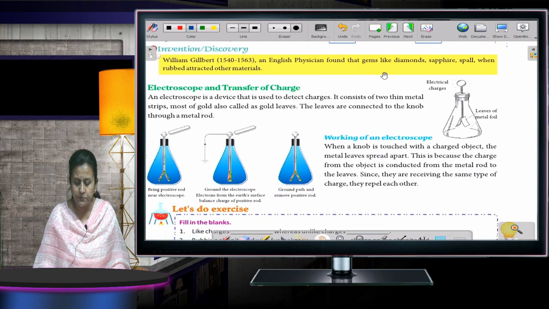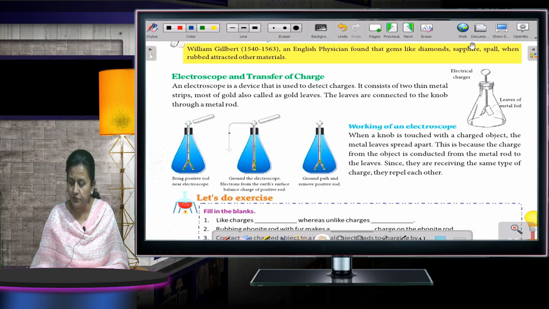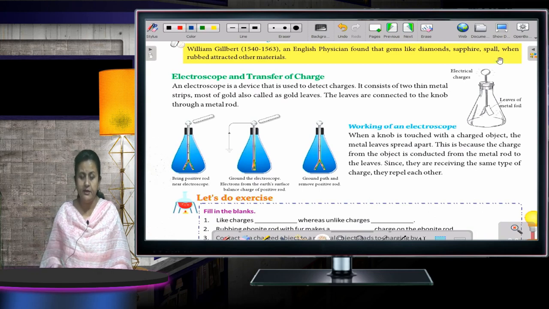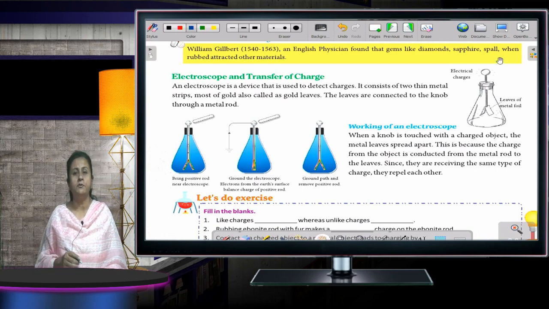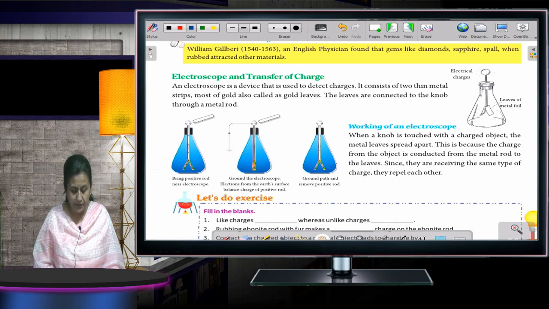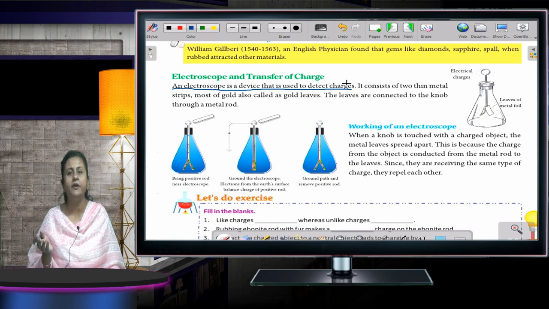Electroscope and transfer of charge. You can see on your screens also. Okay, I'll tell you what an electroscope is, and how it works. An electroscope is a device that is used to detect charges, whether the charge is positive or negative. You can detect it with the help of an electroscope.